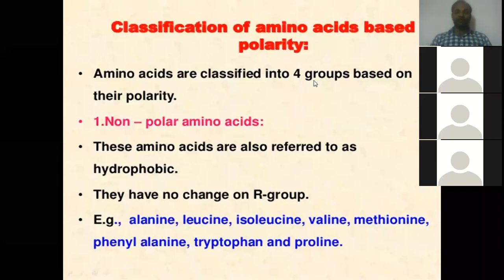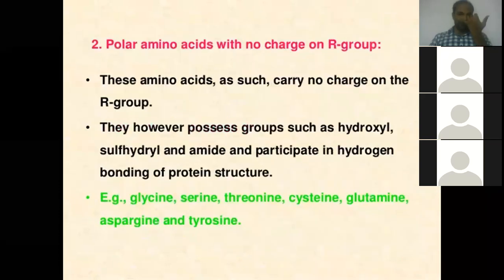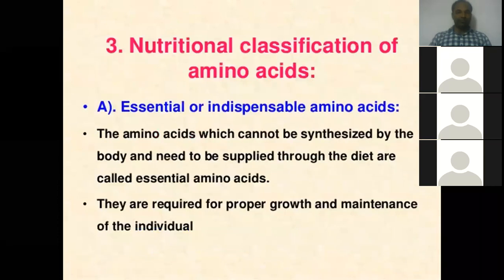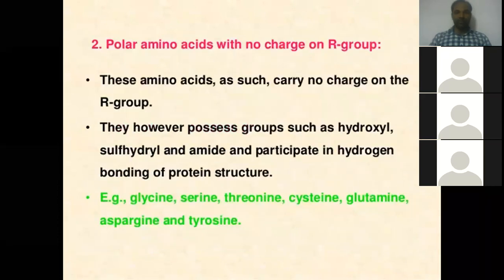स्ट्रक्चर के बेसिस पे उन लोगों ने 7 डिफरेंट ग्रुप्स बनाए थे और पोलैरिटी के बेसिस पे यहाँ पे 4 मेन ग्रुप्स उन्होंने बनाए हैं. The first group, that is the non-polar amino acids. Second group, that is a polar amino acid with no charge on the R group. So there are only 2 here they are discussed. ठीक है, यहाँ पे 2 ही डिस्कस किए उन्होंने.